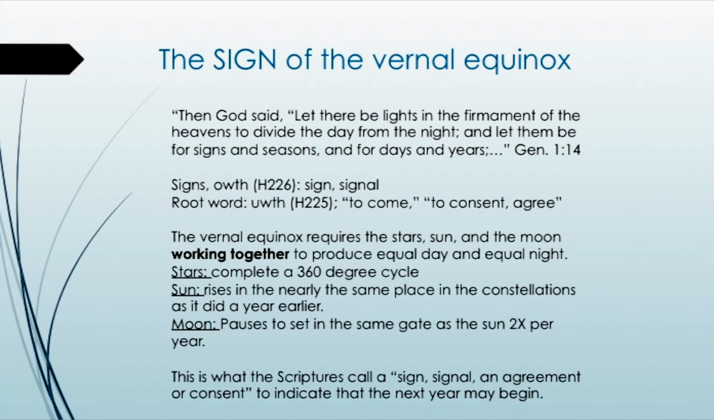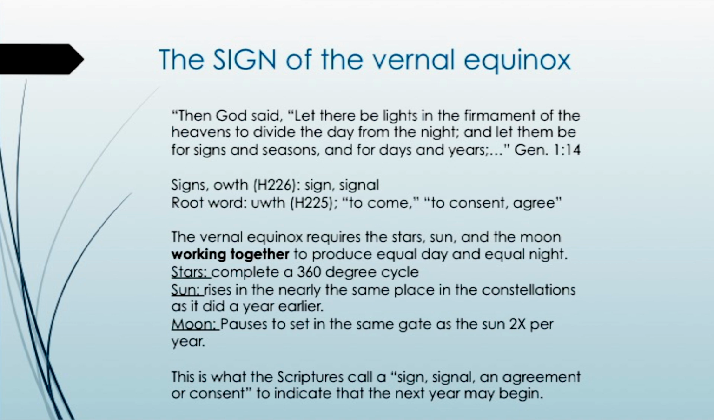So the vernal equinox requires the star, sun, and the moon working together to produce equal day and equal night. We went over that in part 1. So the stars complete a 360-degree circle, and the sun rises in nearly the same place in the constellations as it did a year earlier. Now, we talked about the precession of the equinoxes and how the equinox moves forward 1 day every year or 2 days every 4 years.